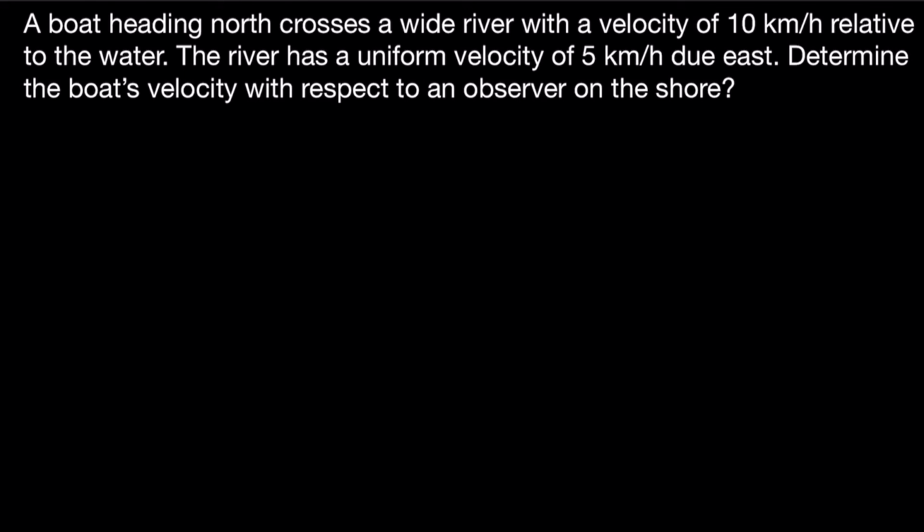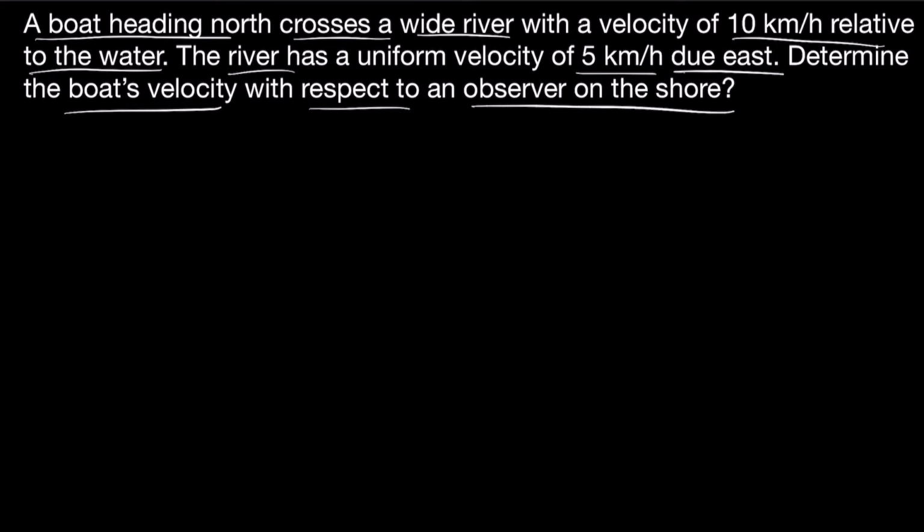So what is given here? You have a boat that is heading north, crossing a wide river with a velocity of 10 kilometers per hour relative to the water. The river has a uniform velocity of 5 kilometers per hour due east. Determine the boat's velocity with respect to an observer on the shore.